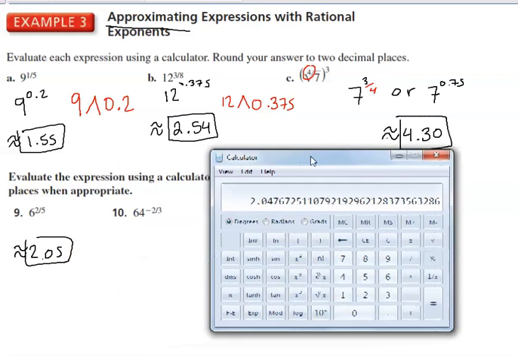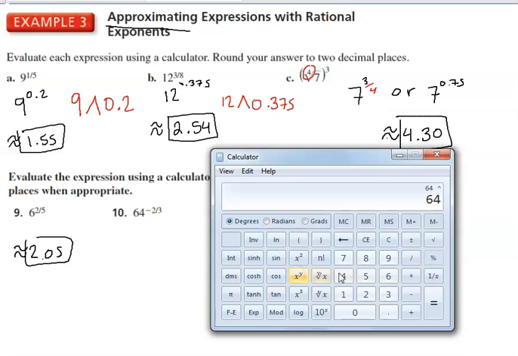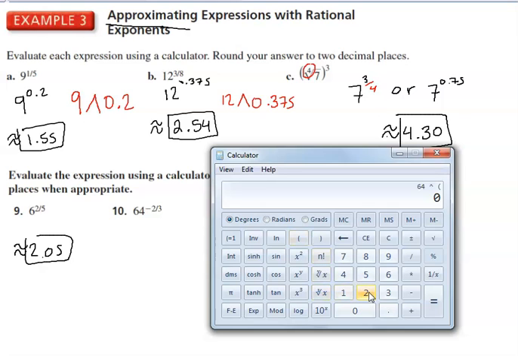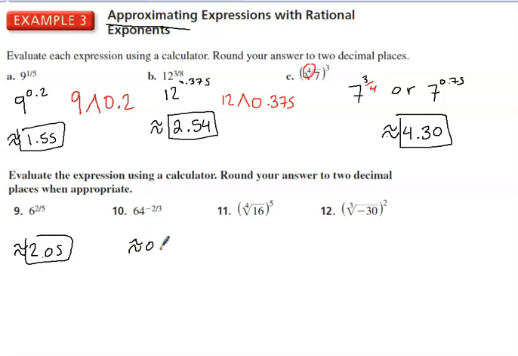Number 10, I've got 64, and I'm raising it to the power of, I put my parentheses, and then I type my 2/3, but I do want it to be negative. So 2, make it negative, and then divide by 3. Calculators may process negatives differently, so be careful with how you're putting it in. I get 0.0625. So this is going to be approximately, if I'm rounding to the second decimal place, 0.06. So approximately 0.06.